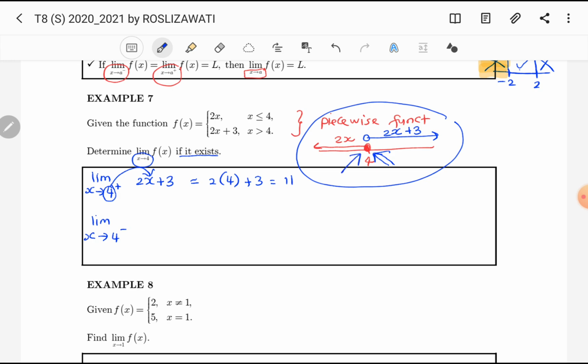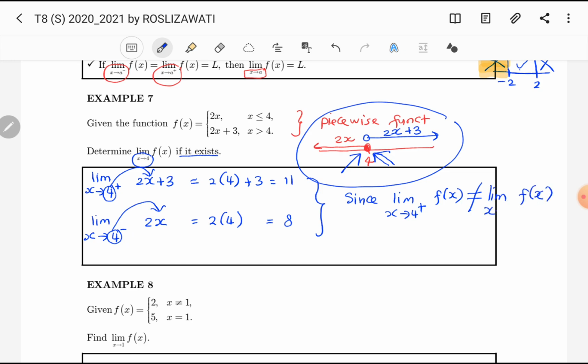Next, limit as x approaches 4 from negative. Look back, 4 from negative, to the left of 4, which function will we use? Yes, 2x. So substitute 4 in, you will get 2 times 4 equal to 8. Look at both answers: one is 11, another one is 8. So since the limit as x approaches 4 positive is not equal to the limit of f(x) as x approaches 4 negative, they are not the same. Therefore, the limit as x approaches 4 in general does not exist, because they are not the same.